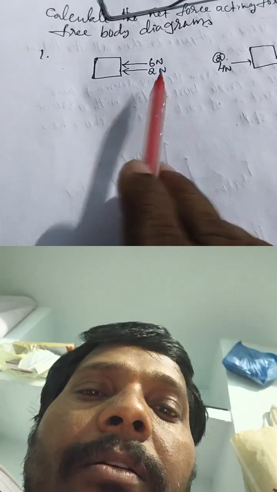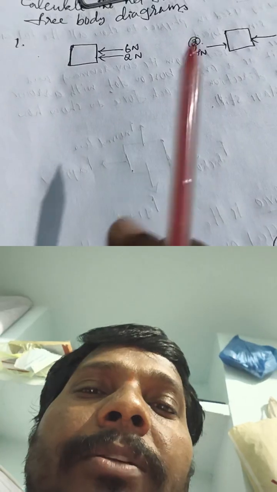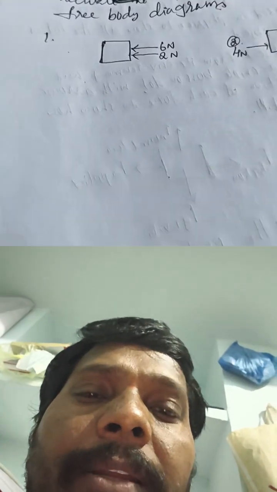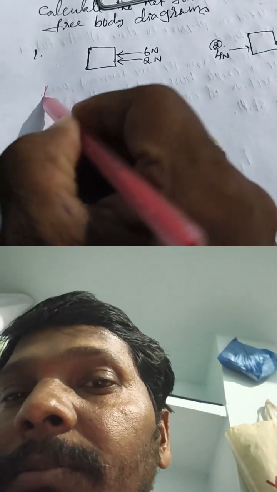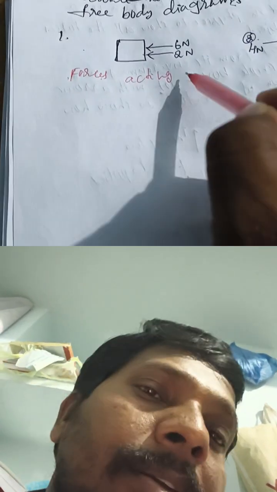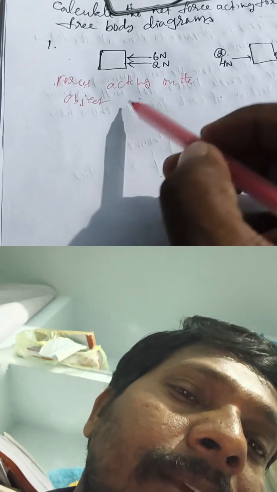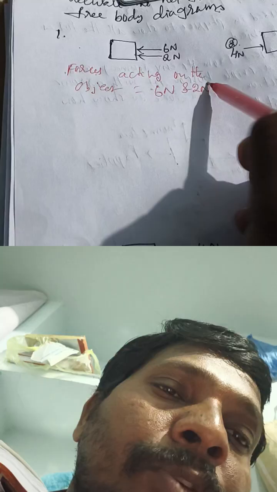First one, let us see. Let us observe the direction of forces. First of all, let us know how many forces are acting here. Two forces. What are those two forces? 6 newtons and 2 newtons. So let us write forces acting on the object are 6 newtons and 2 newtons.